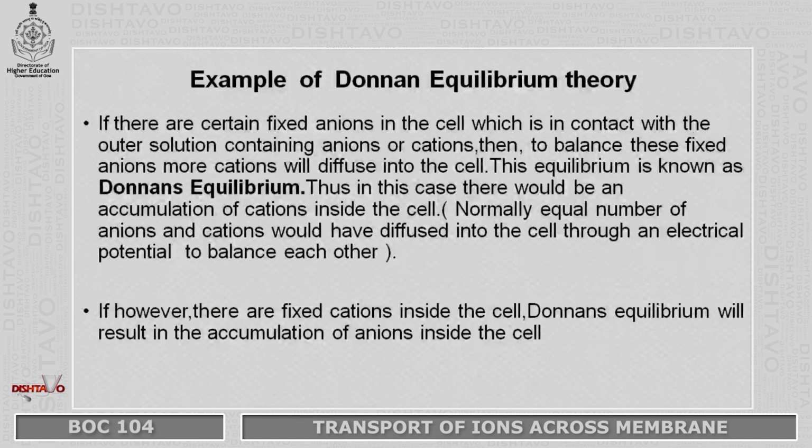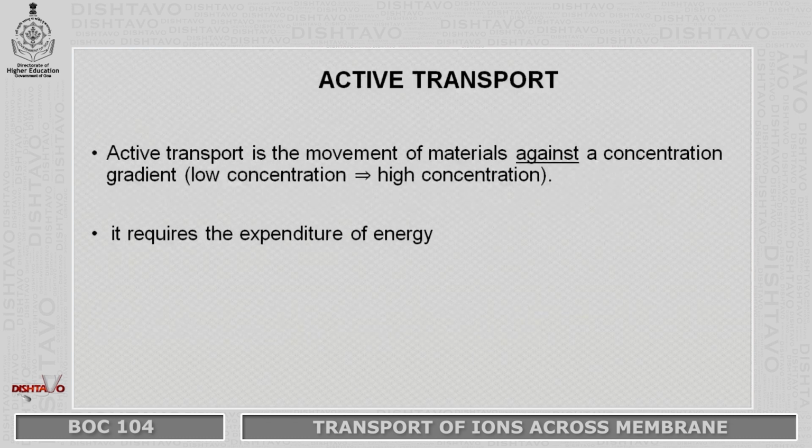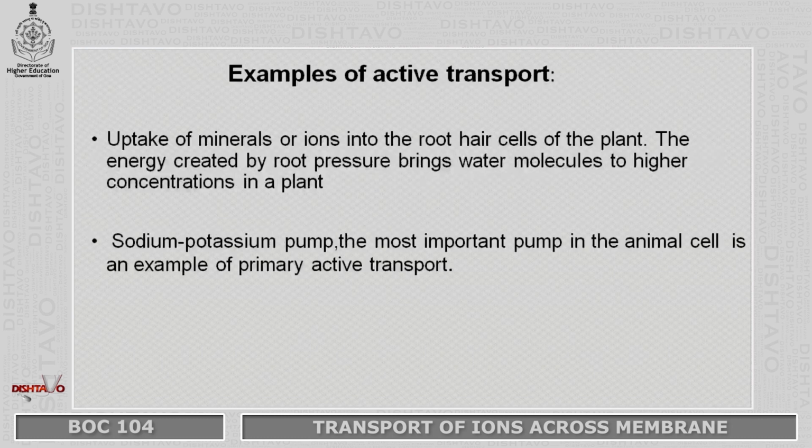Here I have given you an example of Donnan equilibrium theory. What happens if there are certain fixed anions in the cell, and what happens if there are fixed cations inside the cell? In detail, I have explained here. You could take a look at this. Next, again, what is active transport? As I told you, it is where the movement of materials is against the concentration gradient and requires energy.